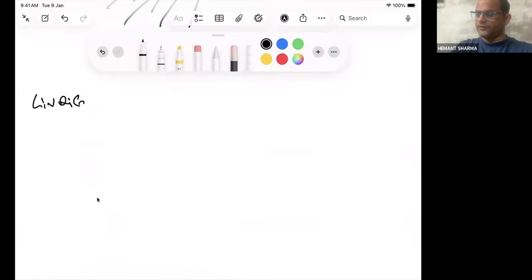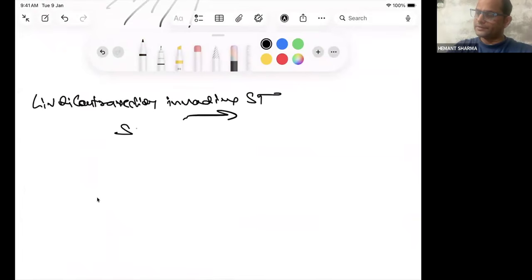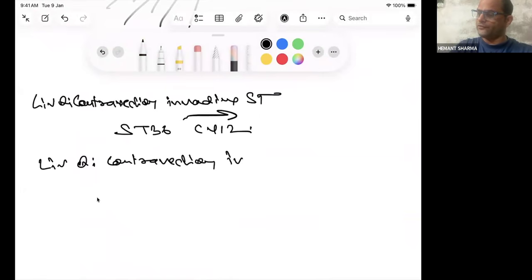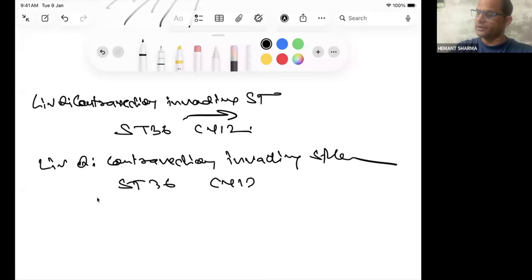So when the liver chi contravention invading stomach, we have added stomach 36 CV12. When liver chi contravention invading spleen, stomach 36 CV12 spleen 6. Okay.